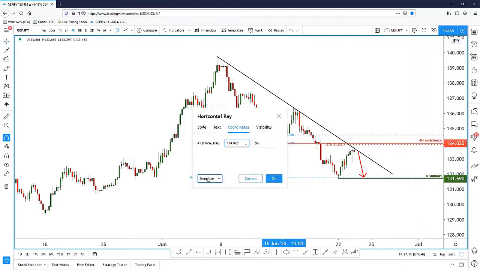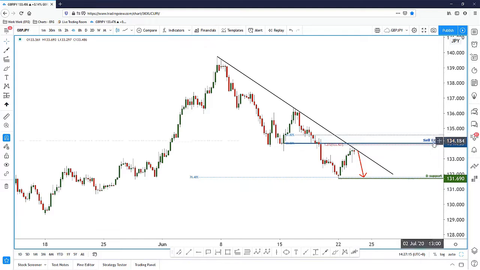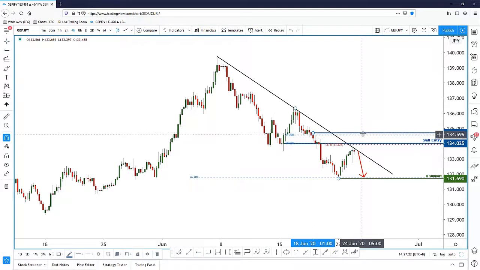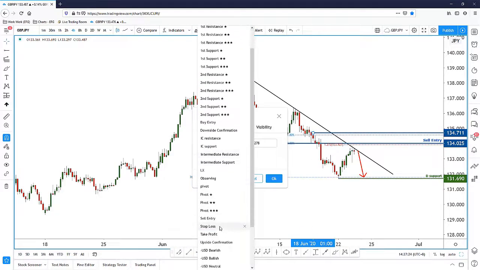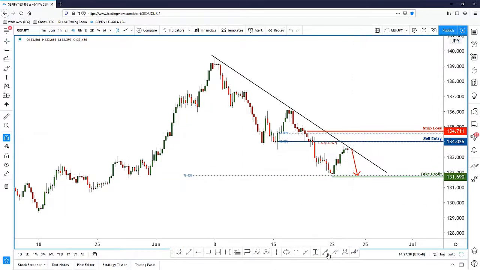What I really will do is this 4-hour resistance becomes my sell entry, and of course I will have a stop loss slightly above the 61.8. That will be my stop loss level, and my daily support will be my take profit. So this gives a very nice risk reward of slightly more than 1:2.